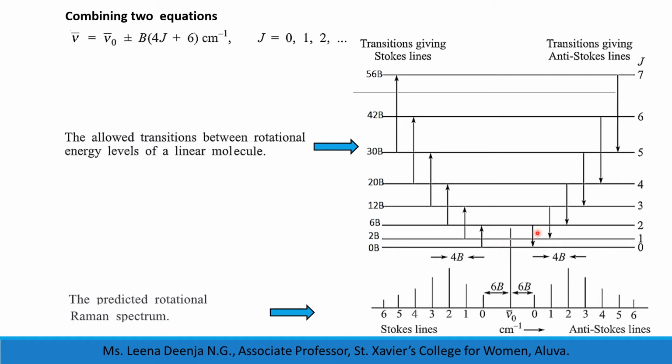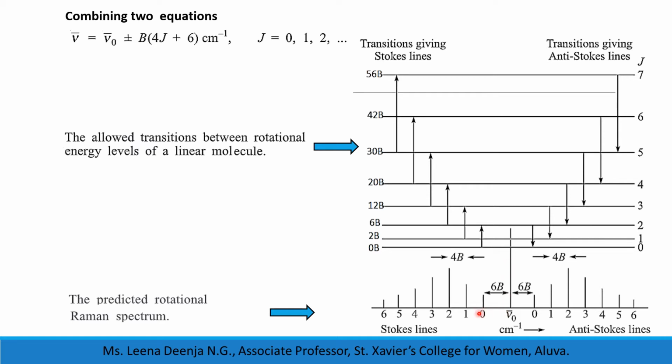Again, from level J equal to 2 to 0 transition is possible, and J equal to 3 level to J equal to 1 level is possible, J equal to 4 to J equal to 2 is possible. So, in this manner, a transition from a higher level to a lower level is also possible for the molecule. And if there is no J change during a transition, that is delta J equal to 0, that corresponds to our Rayleigh line.